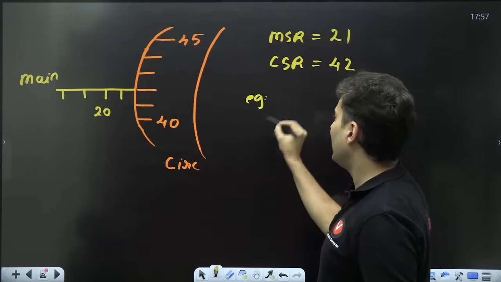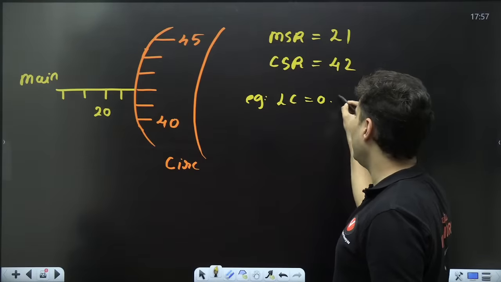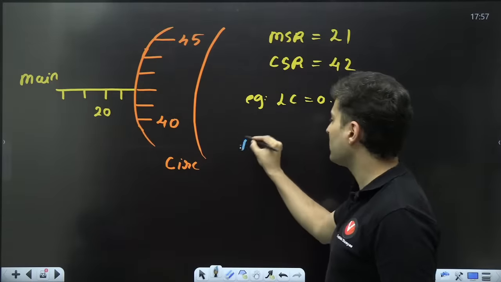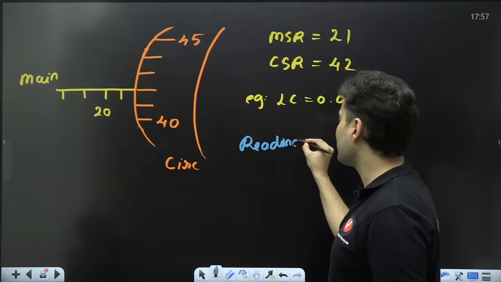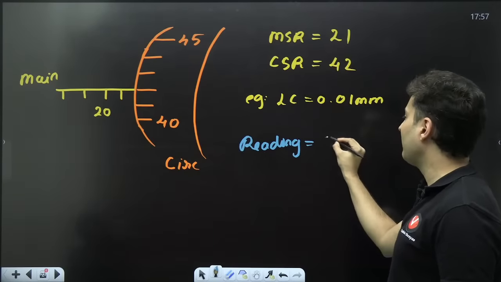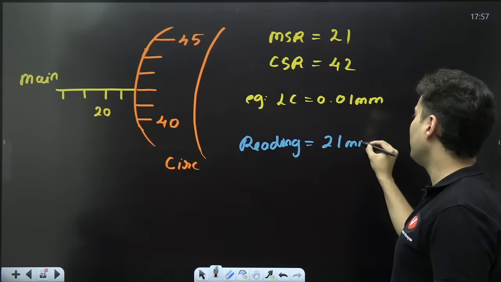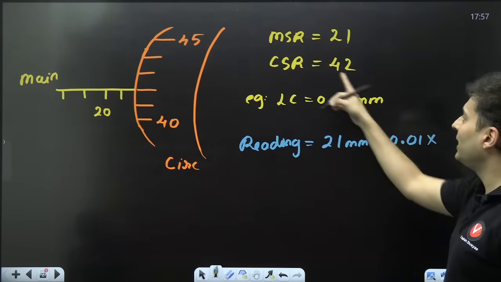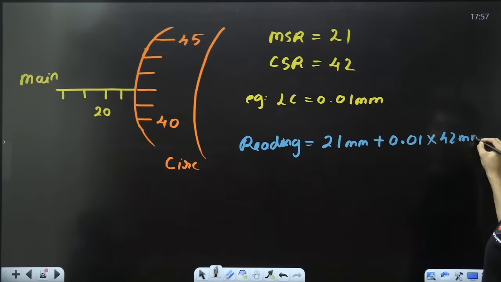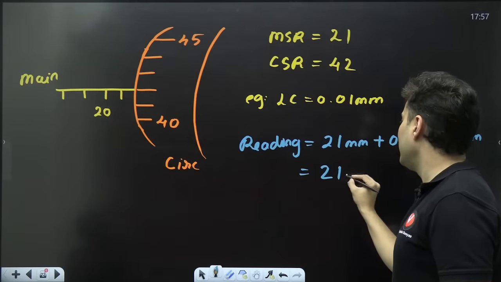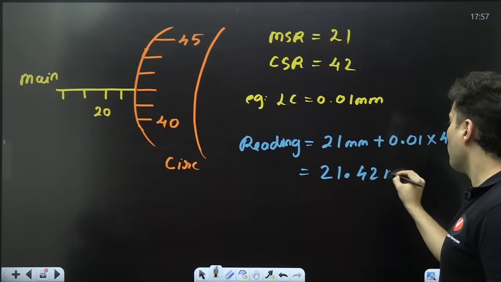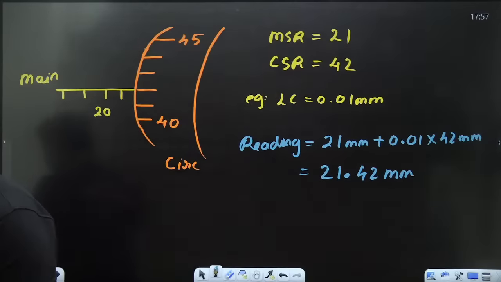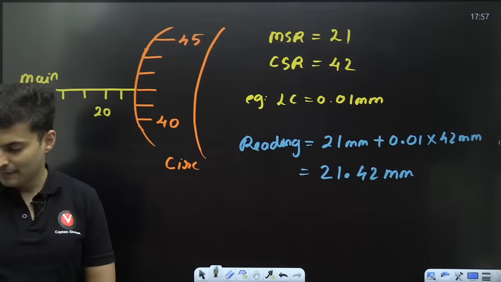For example, I told you that the least count is 0.01 millimeters. Then what will be the reading, my dear warriors? The reading will be main scale reading, which is 21, so 21 millimeters, plus least count, which is 0.01, multiplied by 42. So hence, it will be 21.42 millimeters. That's all. Yes, that's the answer.